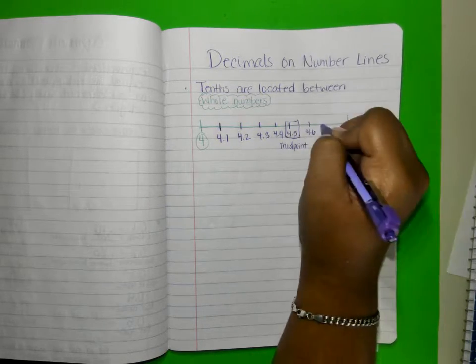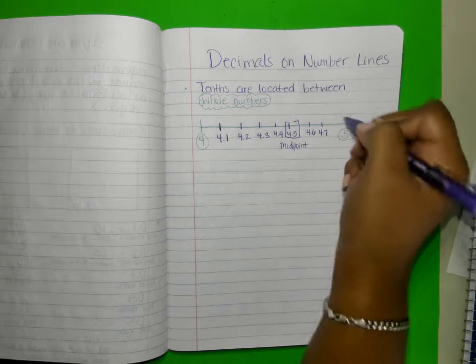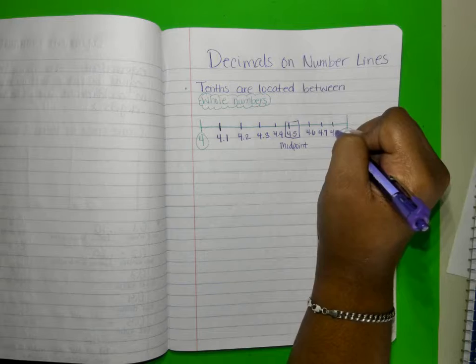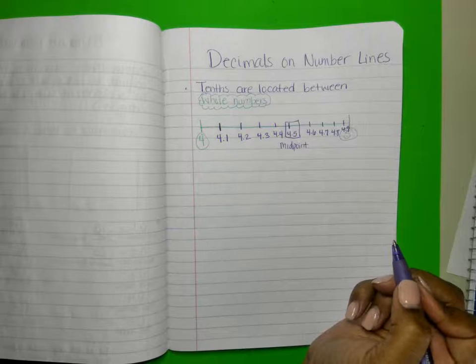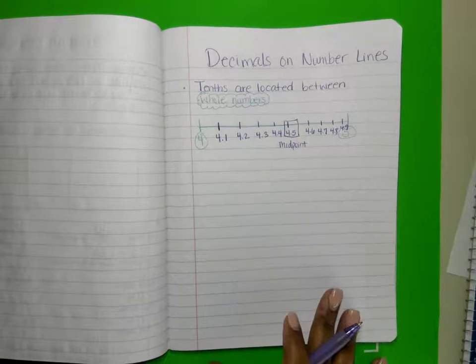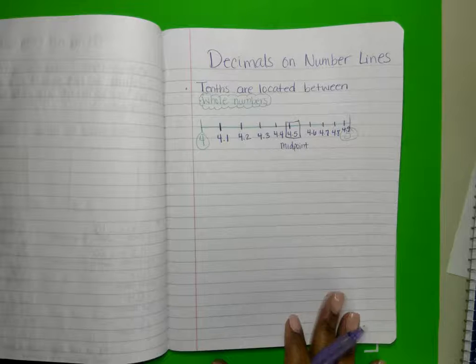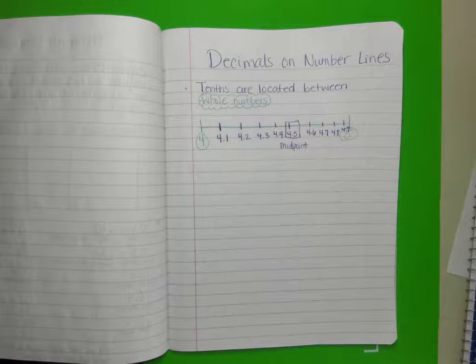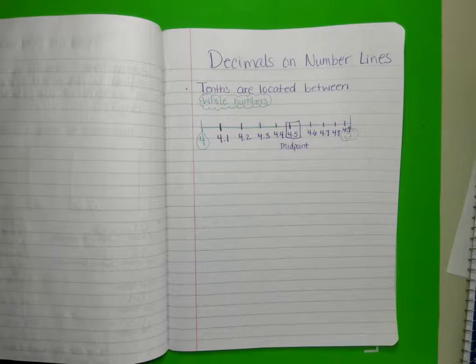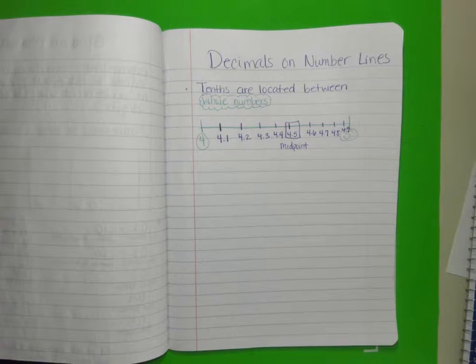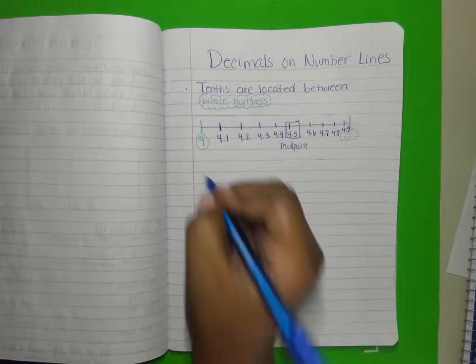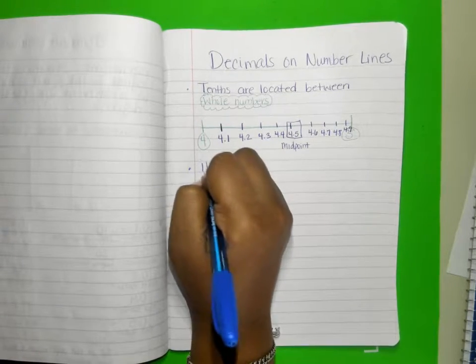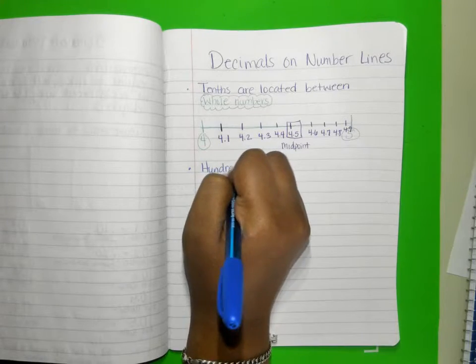4 and 6/10, 4 and 7/10, 4 and 8/10, and 4 and 9/10. And that is going to help us reach our number 5. Okay? And that's just an example of the tenths. Now moving on to our hundredths. So if tenths are located between our whole numbers, well, our hundredths are going to be located between our tenths.